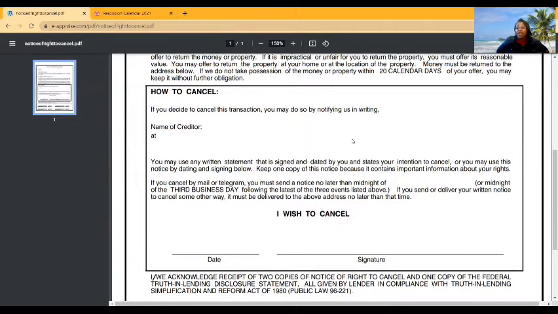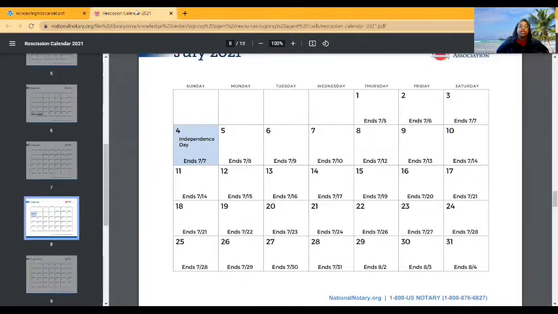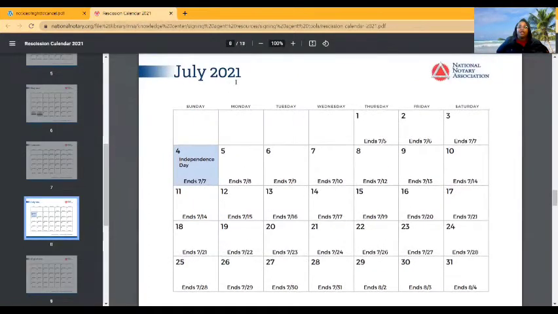But to make your life easier, and to make sure you're calculating this correctly, you can compare that date that's right here, or if it's not there and they expect you to fill it in, you can get that from the rescission calendar. So here's a sample rescission calendar, and this is for July 2021. The way to read it can look a little confusing if you've never used one of these before.